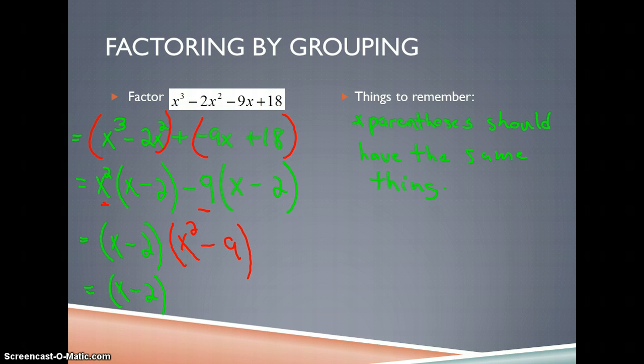X minus 2 stays the same. Remember the difference of perfect squares. Those are the ones where we do x minus 3 and x plus 3, and we are done. So again, make sure we have the same thing in parentheses. We group appropriately. These are the greatest common factors of the two groups. Factor those out. Big thing we'll be using.